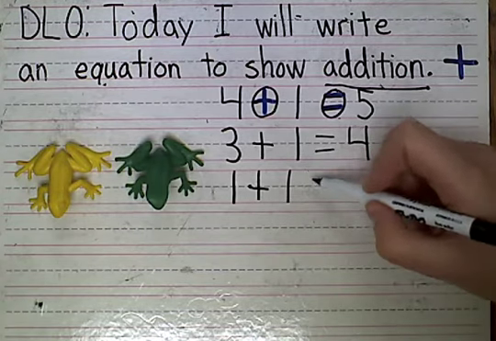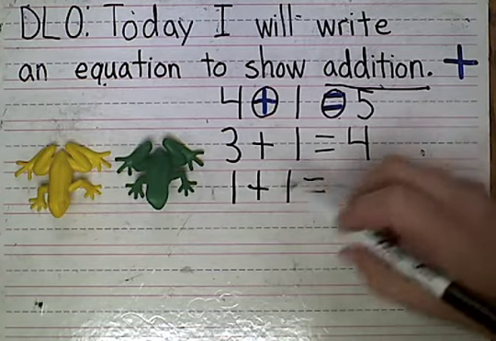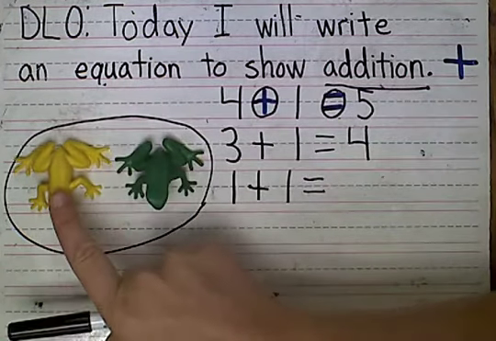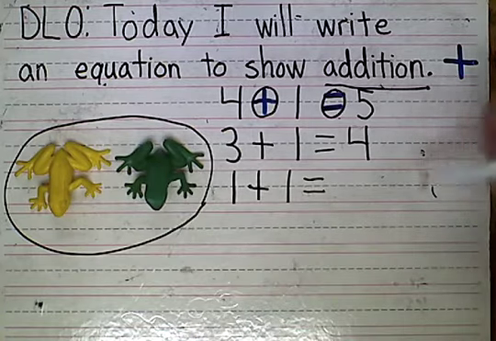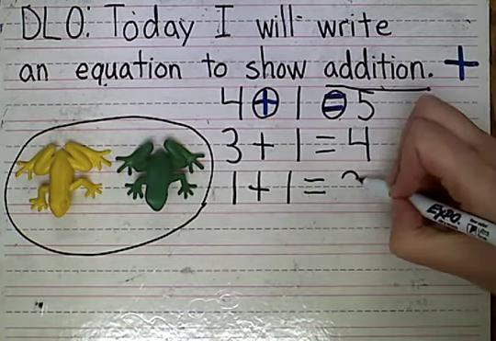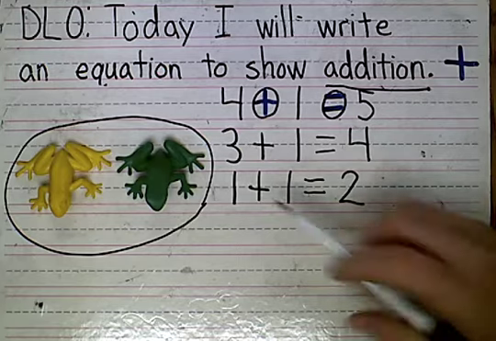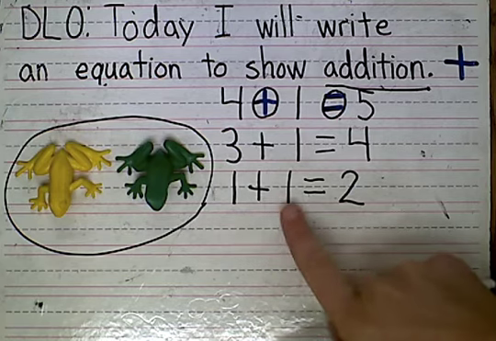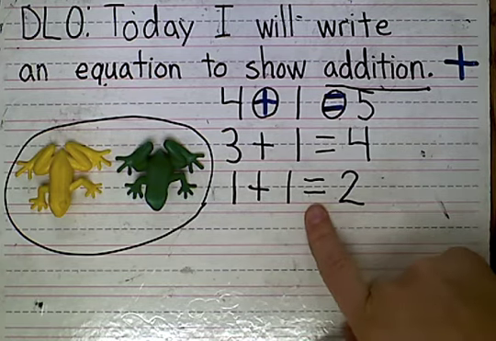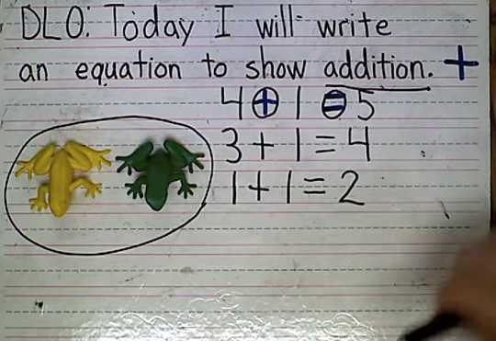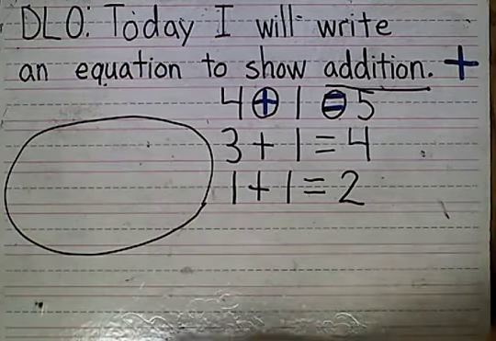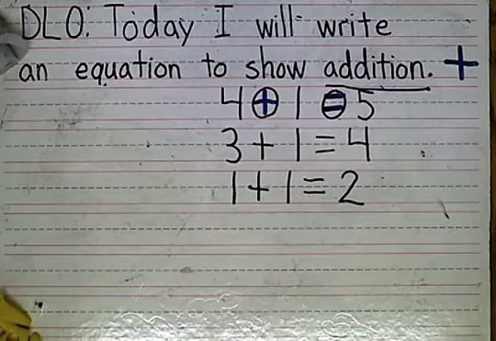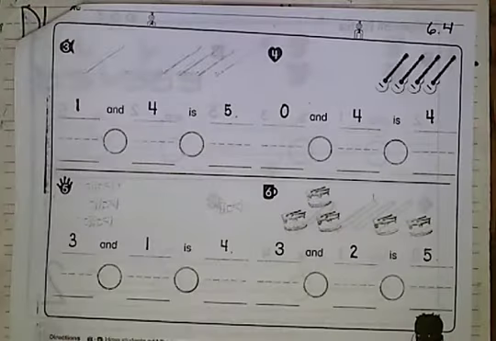Equals, I'm ready to solve it. Let's count all together. 1, 2. My sum is 2. Let's read our equation. 1 plus 1 equals 2. Nice job. Let's go over the worksheet because there's a couple items that are a little light to see.